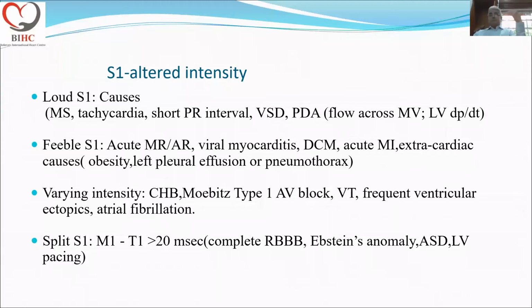The other side of this, the feeble S1: supposing there is an acute mitral regurgitation or acute aortic regurgitation, the rise in LV pressure, the LV end diastolic pressure, pushes the valve leaflets up. So the closure is from a near close position. In viral myocarditis, dilated cardiomyopathy, or acute myocardial infarction, the rate of rise of pressure is dull.